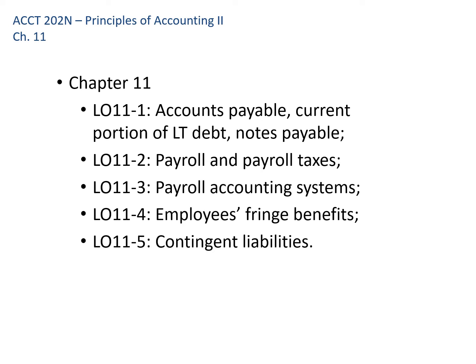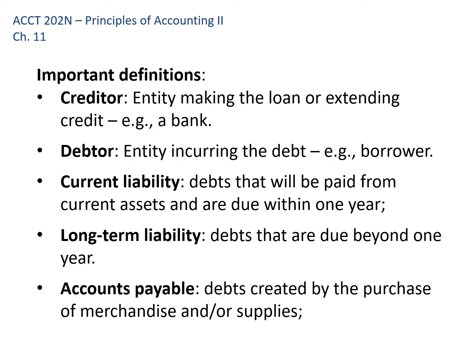In this section of the lecture, I'll talk about accounts payable, the current portion of long-term debt, and notes payable. And then we'll get into payroll. I'll talk a little bit about payroll and payroll taxes, and go over some journal entries. In the next lecture for Chapter 11, I'll talk about payroll accounting systems, fringe benefits, and lastly, contingent liabilities. So to start with, let's talk about some important definitions.